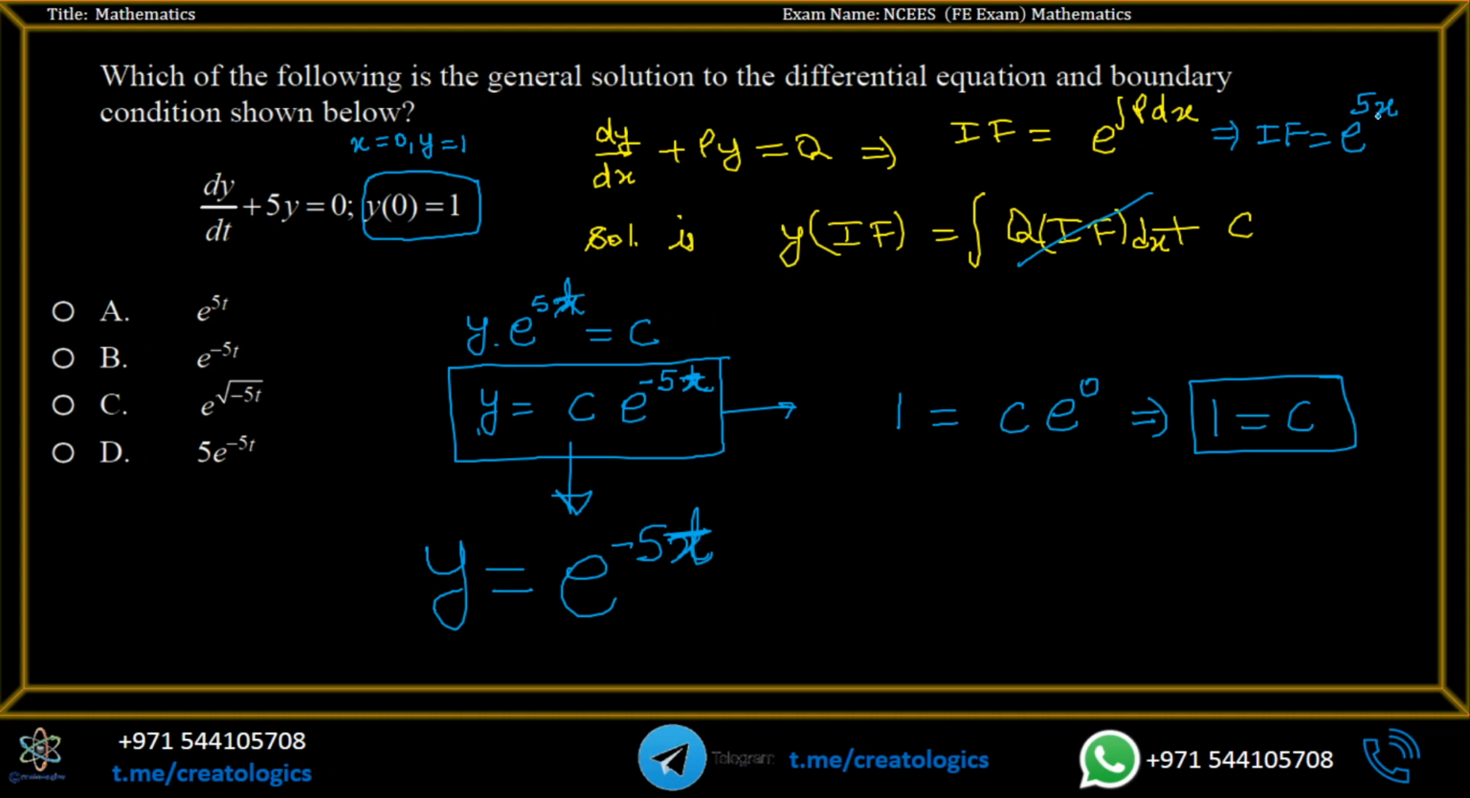Okay, so from the options, as you can see, which one is correct? E to the power minus 5t, option B is the answer for our question. B option is correct, right? So you just have to remember how to solve a linear differential equation with constant coefficients, and in no time you can solve this question. Next question, let's move to the next.